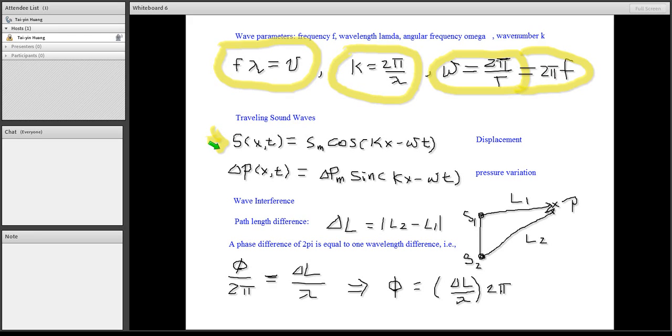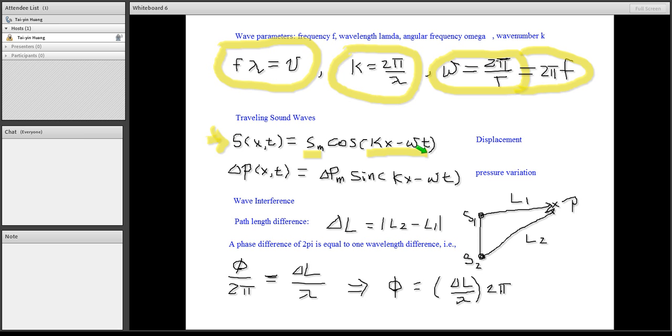So s of x and t is equal to a constant, which is the displacement amplitude, times cosine of, and within the argument, the wave number times the position where the wave is located, minus omega t. Omega, of course, is the angular frequency, and t here is time. So x and t are variables, and it depends on where the wave propagates. This is the displacement: displacement amplitude times cosine of kx minus omega t.